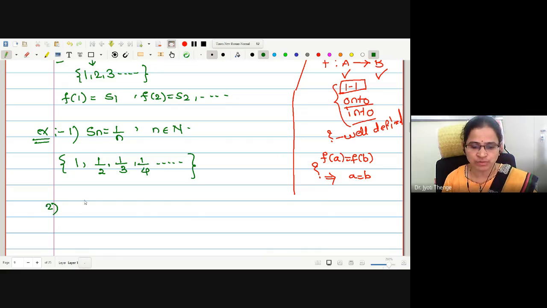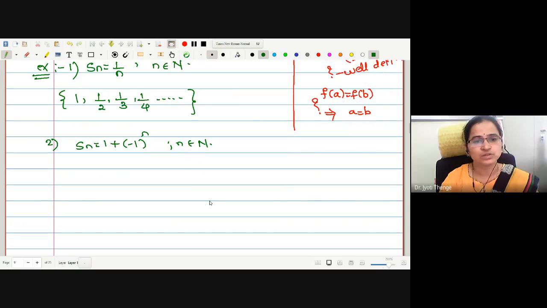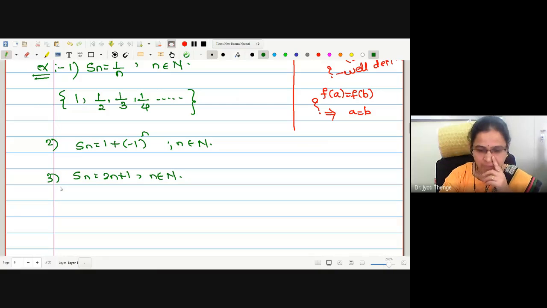Many examples you have studied already. Sn = 1 + (-1)^n for n in N. This is also a sequence. Sn = 2n + 1, the sequence of odd numbers, is also a sequence. Many types of sequences we have defined.